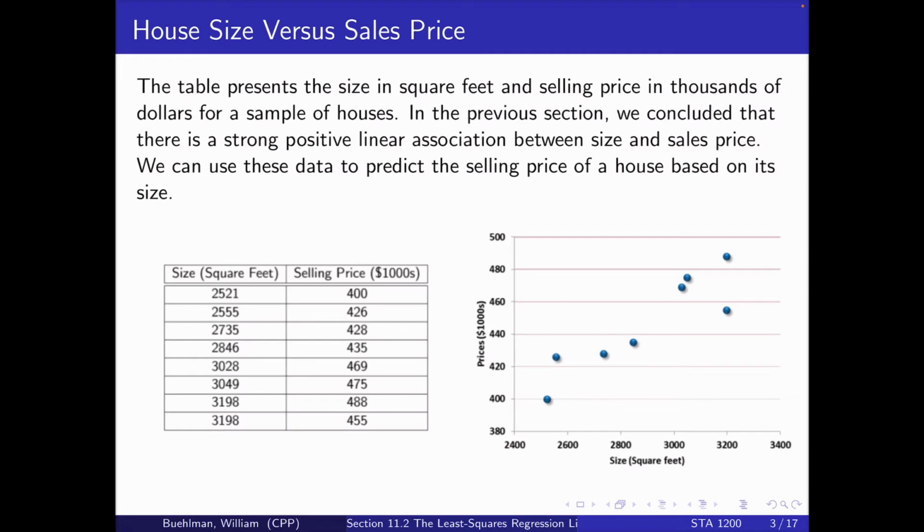The table below presents the size in square feet and selling price in thousands of dollars for a sample of homes. In the previous section, we concluded that there is a strong positive linear association between size and sales price. We can use these data points to predict the selling price of a house based on its size.